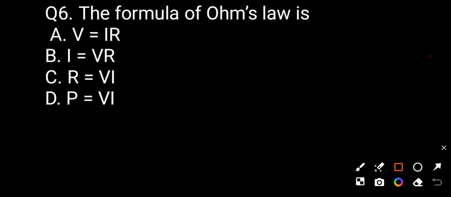Now question number 6. The formula of the Ohm's law is option A V is equal to IR, option B I is equal to VR, option C R is equal to VI, option D P is equal to VI. Correct answer will be V is equal to IR.